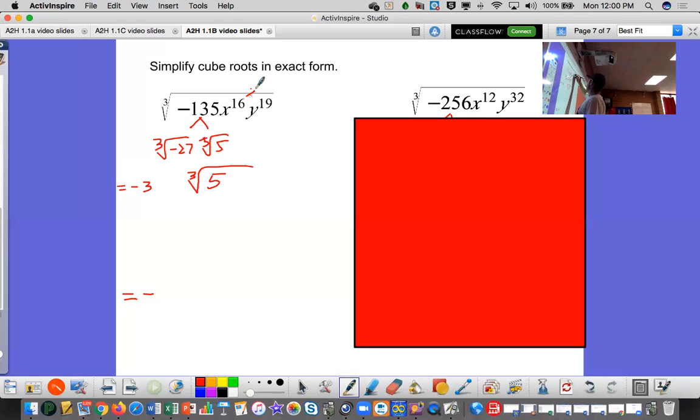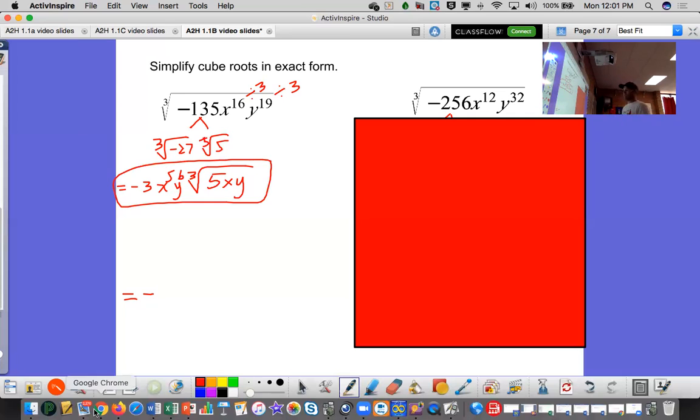Divide these by 3. 16 divided by 3 is 5, so I'd have x to the 5th on the outside, and that'd be 1 left over. Divide this by 3, I'd have 6, so y to the 6th, and 1y would be left over. So this would be my answer. Again, the common mistake would be the person that forgets that negative to begin with.